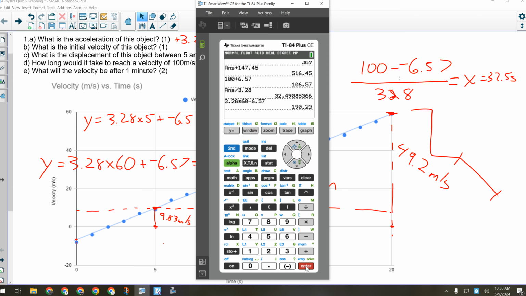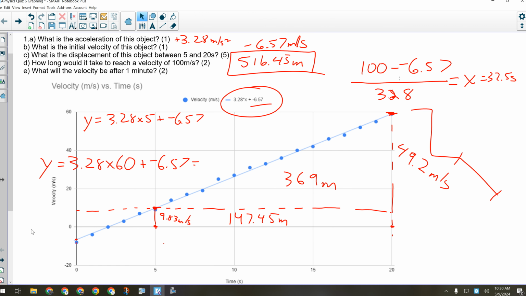All right, so 190.23 meters. That seems about right. Sorry, not meters, meters per second. Okay, so those last two are 2-mark questions because basically what you're doing is showing me the graphing equation with the numbers plugged in and an answer.